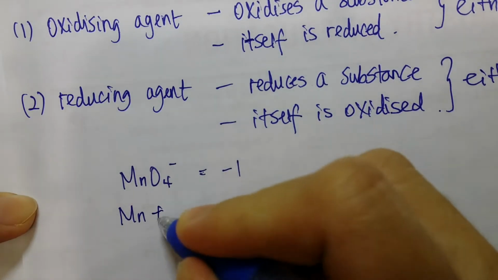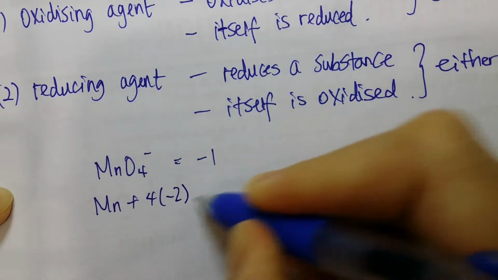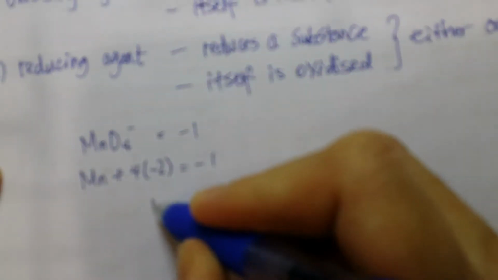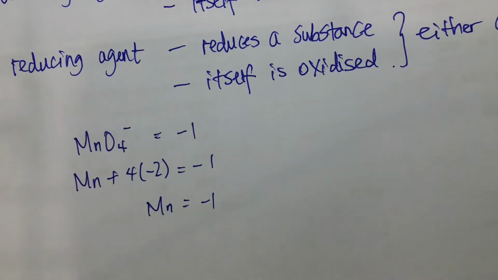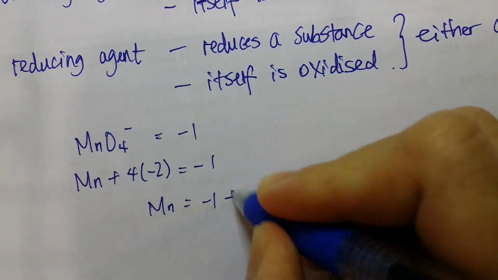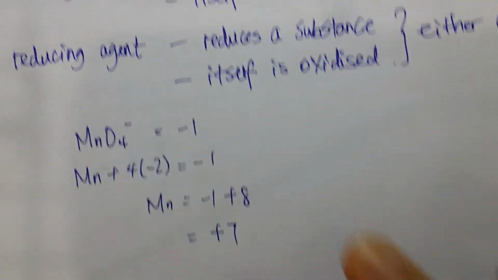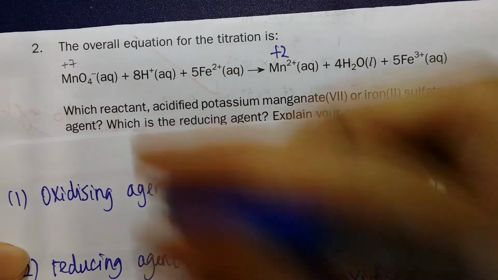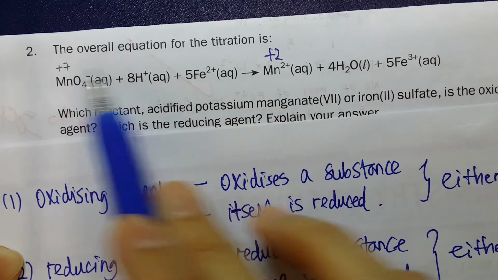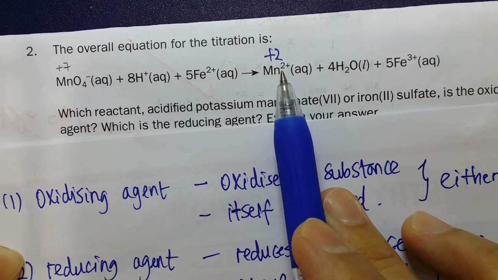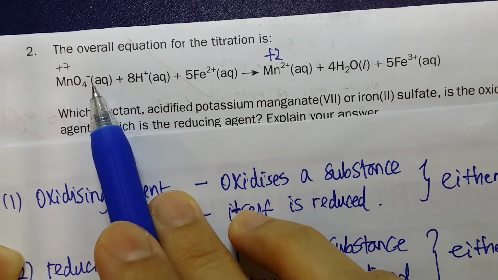We want to find out the oxidation state of Mn. So it's Mn plus 4 oxygen. Each oxygen has an oxidation state of minus 2. If you work it out, Mn plus minus 8 equals minus 1. Shift to the other side, it becomes plus 8 minus 1, so the oxidation state of Mn is plus 7. So plus 7 becomes plus 2. So itself is reduced. It is a decrease in oxidation state. That means it is a reduction. So MnO4 minus itself is reduced.